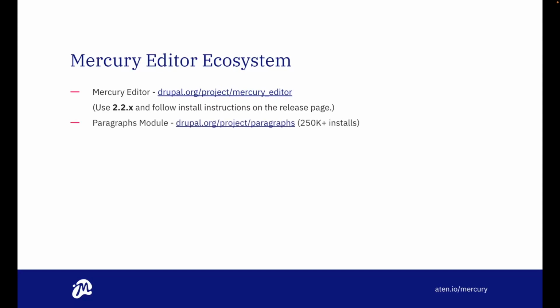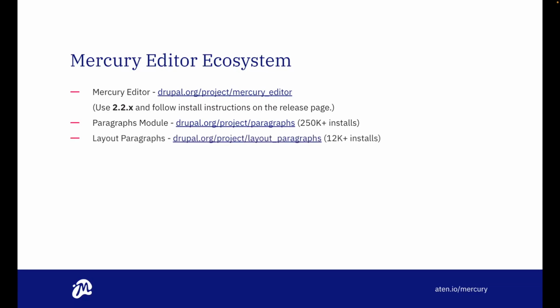Mercury is based on the Paragraphs module. When we talk about content components, that's really what we're talking about: paragraph types or discrete paragraphs that build up a page. I've put in here the number of installs just to give folks a sense of the adoption, how much these modules and systems are already used. The Paragraphs module in particular has massive adoption, with over 250,000 installs based on Drupal.org.